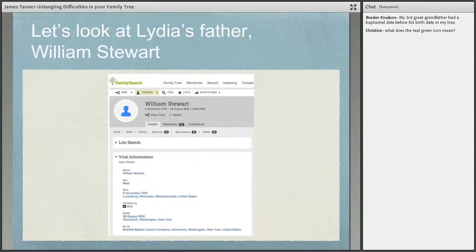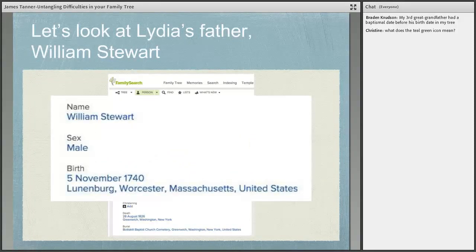So let's look at Lydia Stewart's father, William Stewart. William Stewart was born 5 November 1740 in a place called Lunenburg, Worcester, Massachusetts, United States. First of all, that's interesting, that he was born in the United States in 1740. The last time I checked, the Constitution was ratified, as I mentioned, in 1789. Maybe I haven't mentioned that yet, but it was. So I don't think we had a United States of America until 1789.